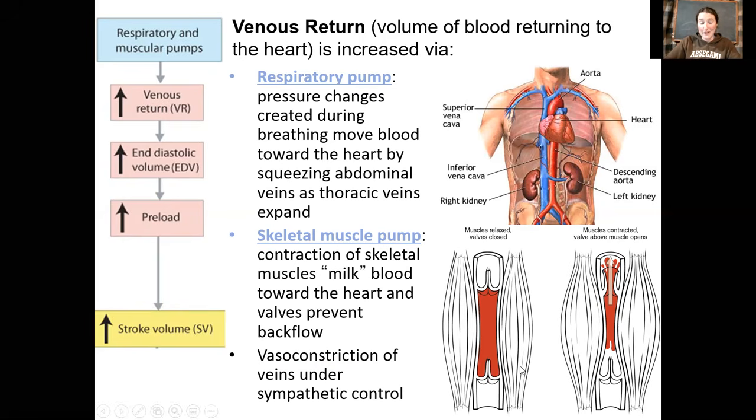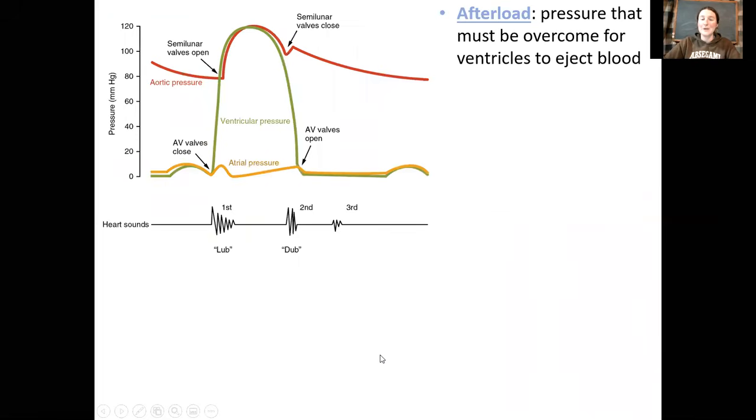volume. I know that's a lot of words, so make sure that if you don't understand, you can read the textbook, you can practice on Mastering A&P, and also, go figure, you can go back and rewind or play again this portion of the YouTube video. All right, afterload. I have mentioned this briefly a couple times now, but the afterload is essentially the blood pressure, right? The pressure of the blood in the aorta that the ventricle must overcome in order to open those semilunar valves. So the aortic pressure is the afterload.